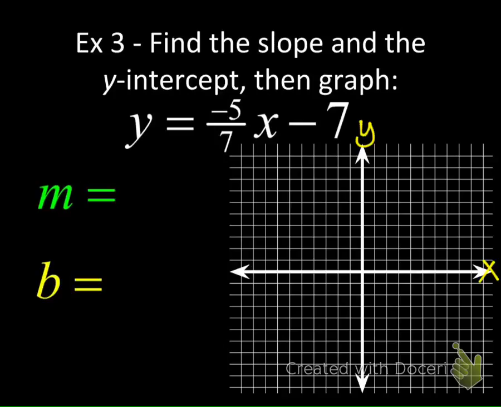Okay, according to our equation, negative 5/7 represents my, what? What's negative 5 over 7 represent? So that represents my slope. So which variable do I put that next to? M? Yeah, m stands for slope. Good. So negative 5 over 7 is my slope. Okay. What's the next thing I need to find using this equation? Negative 7, that's going to represent my b, which is my y-intercept. Good.